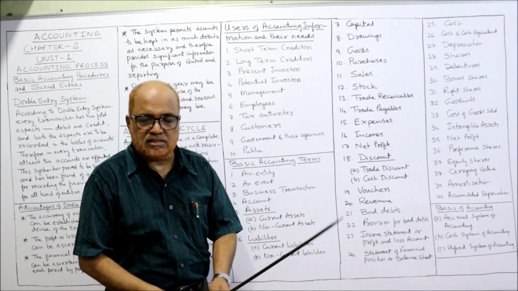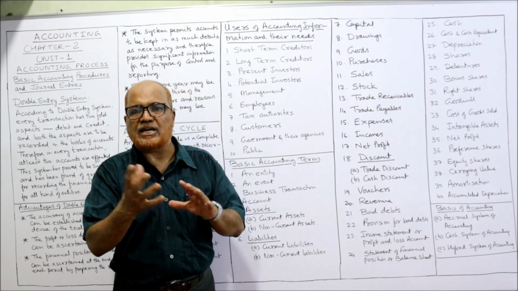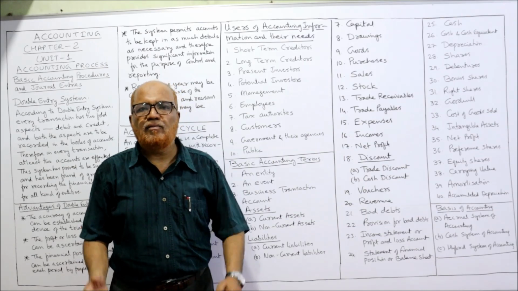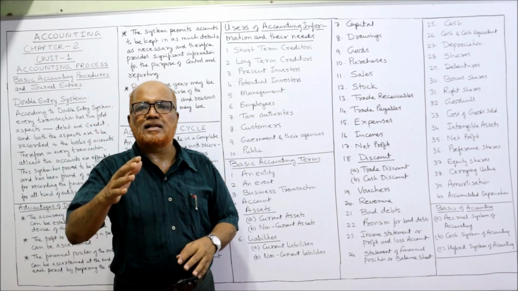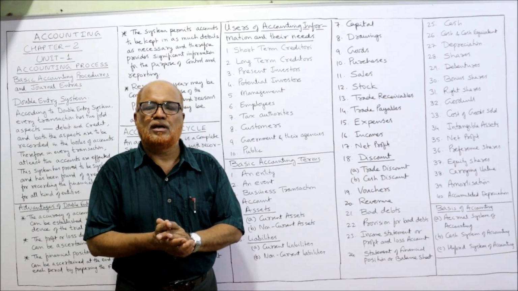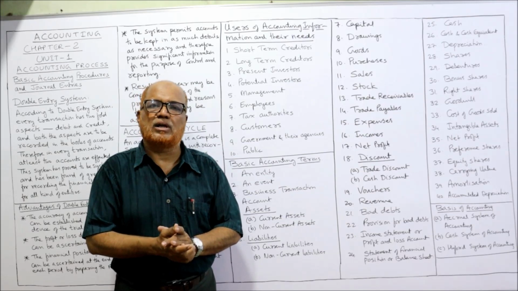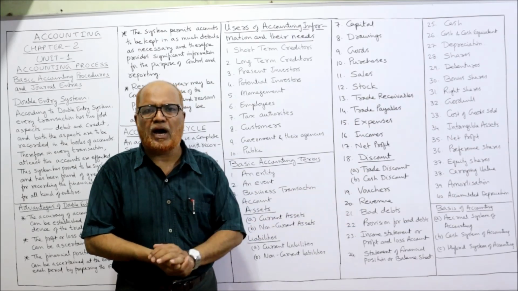Next one is the hybrid system. Hybrid system means combined. Accrual plus cash is equal to hybrid, in which some transactions are recognized on accrual basis and some transactions are recognized on cash basis. In this way, the hybrid system of accounting will arise. But very few business organizations may go for the hybrid system.